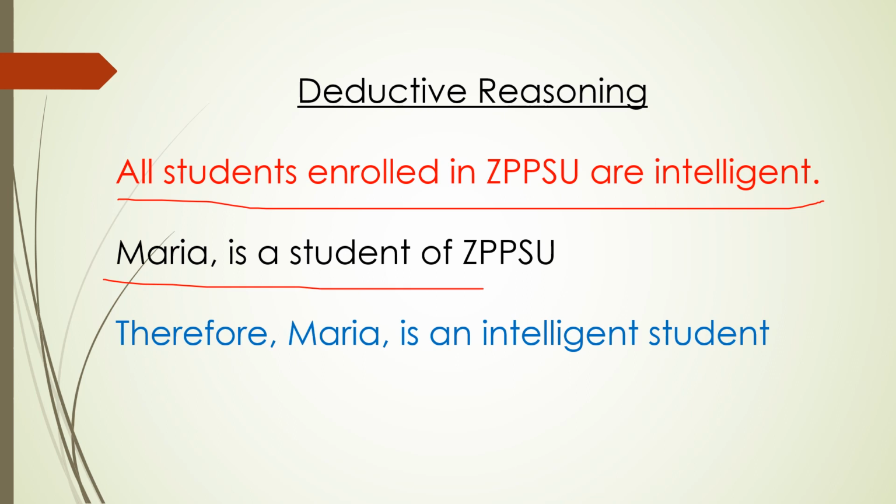Maria is a student of ZPPSU. Therefore, since sinabi naman natin sa first statement na lahat ng estudyante ng ZPPSU ay matatalino, then si Maria ay isang estudyante ng ZPPSU. Therefore, we can conclude that Maria is an intelligent student. So you see, yung last part ng statement natin ay isang specific case. Specific case. So that is deductive reasoning.